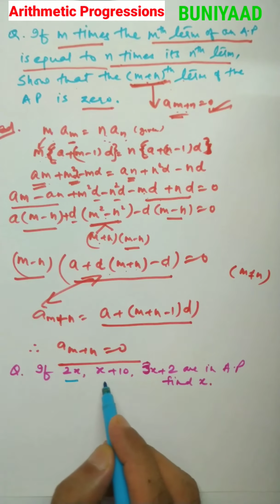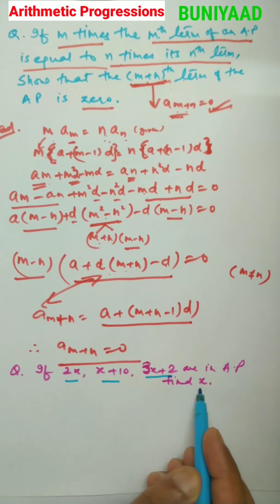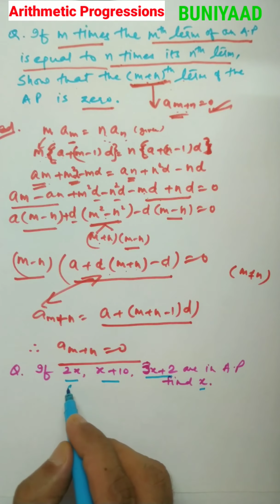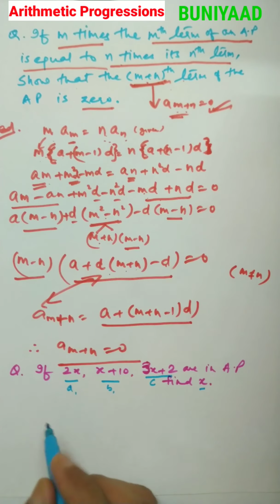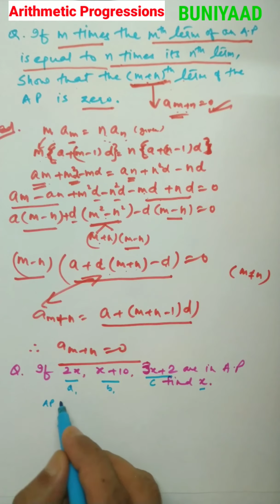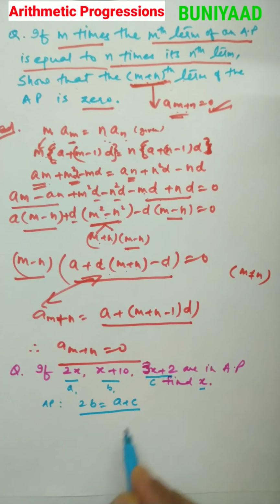If 2x, x plus 10 and 3x plus 2 are in AP, find the value of x. This is another very important question. So suppose we have three terms, a, b, and c. There is a property of an AP: if three terms are in AP, then 2b equals a plus c.